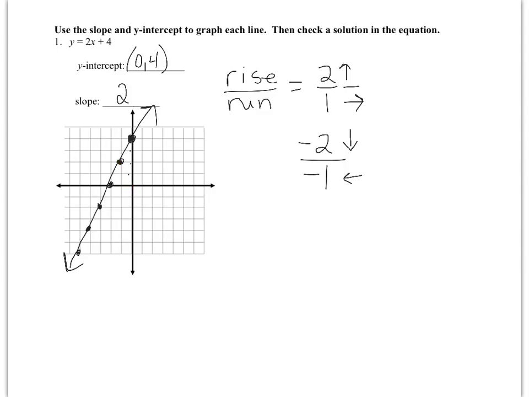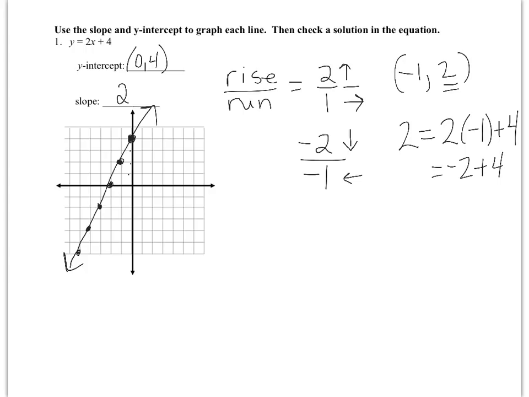A quick check, and you don't have to write this one down, just pay attention, is to plug in. If I'm checking (-1, 2), I would plug 2 in for y, so I'm going to start with 2 equals. The equation is 2x plus 4, so I'm going to do 2 times negative 1 plus 4, and it should work, right? 2 times negative 1 is negative 2, and negative 2 plus 4 is 2. So the ordered pair does work. And if you checked every ordered pair on this line, it would work in the equation y equals 2x plus 4. Let's take a look at the next one.